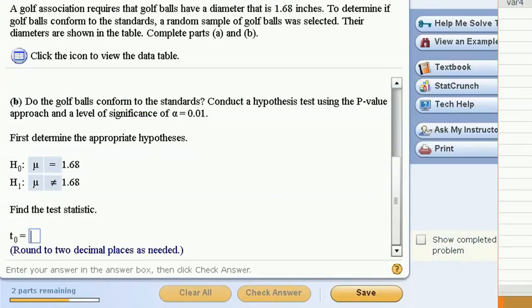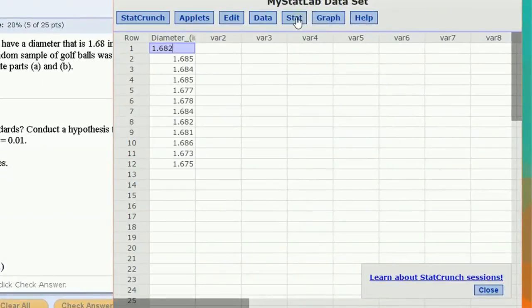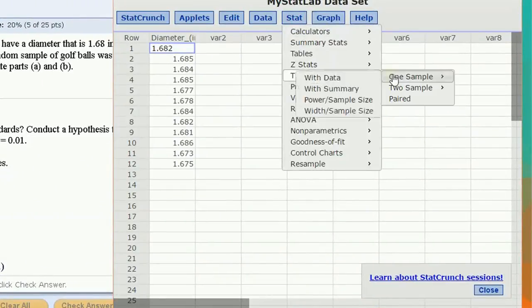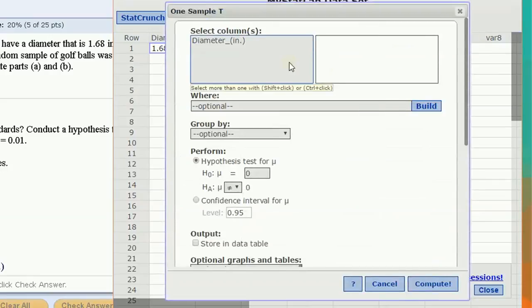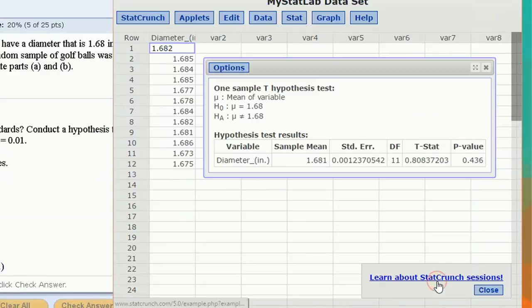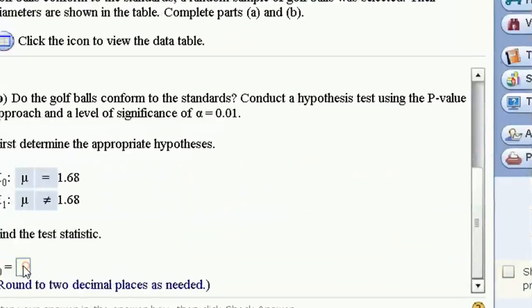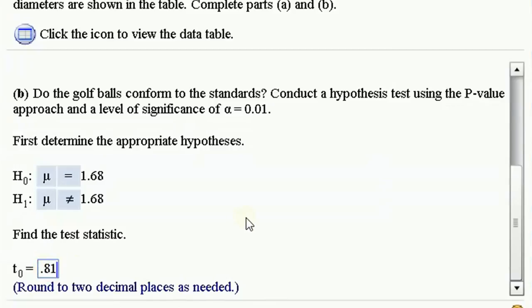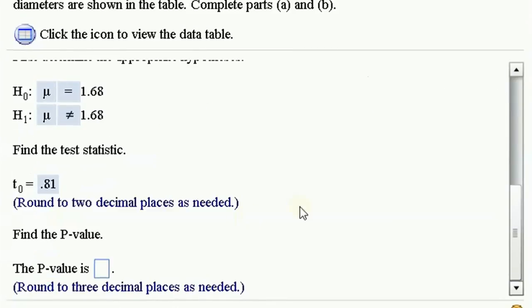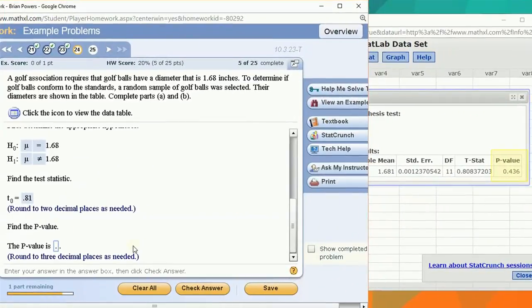Let's get a test statistic. So let's move over to StatCrunch. Under the Stat menu, we'll do a T-stat, one sample with data. We have the data in our column and we want to do a hypothesis test. Let's just set the null 1.68 versus not equal to 1.68. And that's it. Click compute and we get our info. We have a t-stat of 0.808. Take 2 decimal places, that's 0.81. And the p-value, it's right here, 0.436.